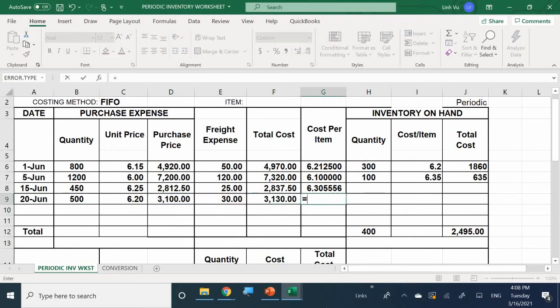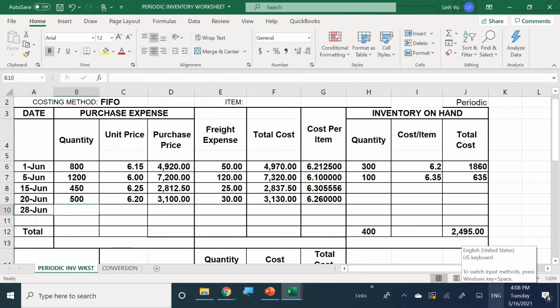$31.30, making my cost per item $6.26. Okay, even number. All right, and then lastly, I made a purchase on June 28. Let's say I purchased 1,000 units, and this time it dropped again to $6.